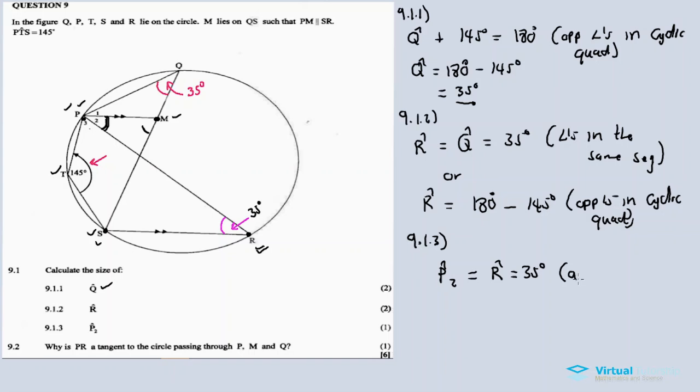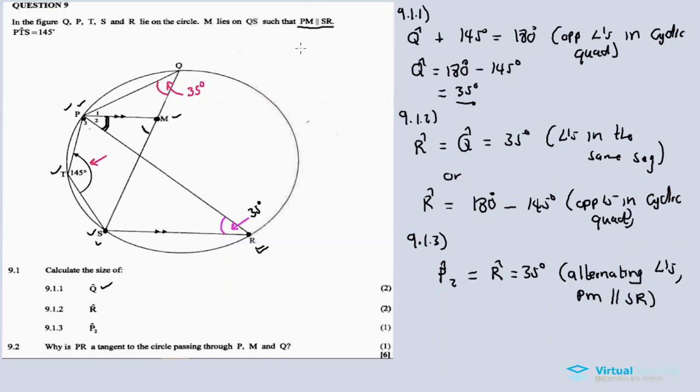The reason is alternating angles because PM is parallel to SR. We were given parallel lines here in the statement, right?